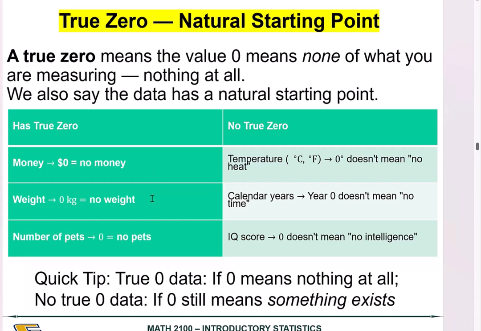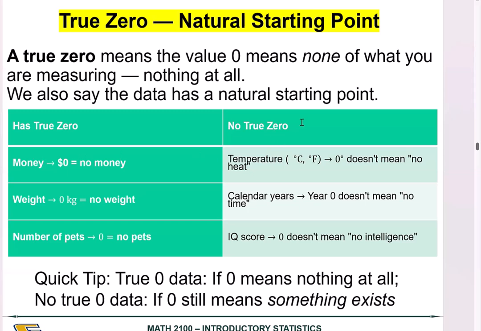The weight, right? How much gold you have in your house, 1 kilogram, 2 kilograms. If it's zero, it basically represents no weight, no gold. Number of pets you have, right? Zero pets means you don't have any pet, right? So this kind of data is data with a true zero. Zero just means nothing at all.